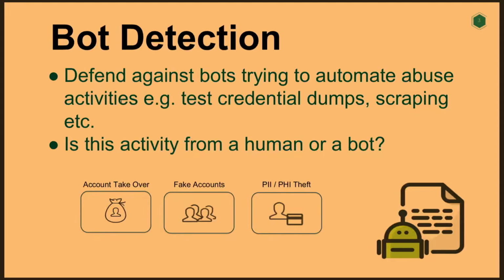So these are fake accounts which you see all the time on social media. This could be automatically posting fake content. This could be, for example, scraping. So you have bots which are trying to scrape sites like, for example, LinkedIn. These could be bots which are, for example, testing out credential dumps. So they are essentially trying to test if the users on your site are still reusing the same passwords which are leaked in the credential dump. So essentially the problem is, is this activity from a human or a bot?